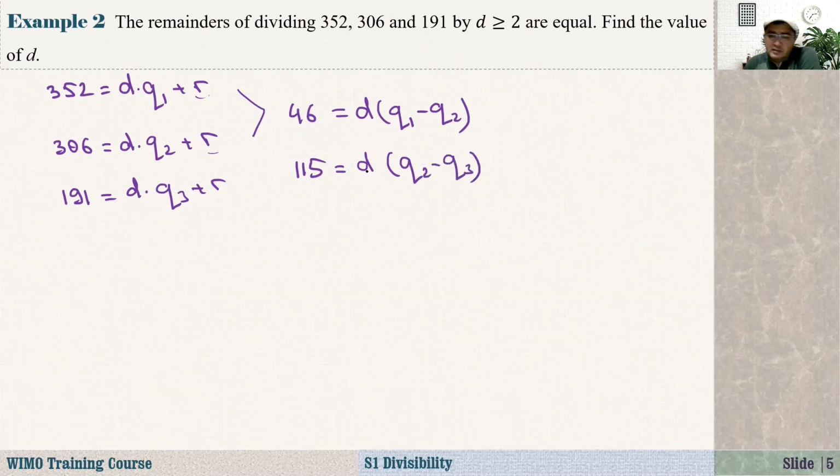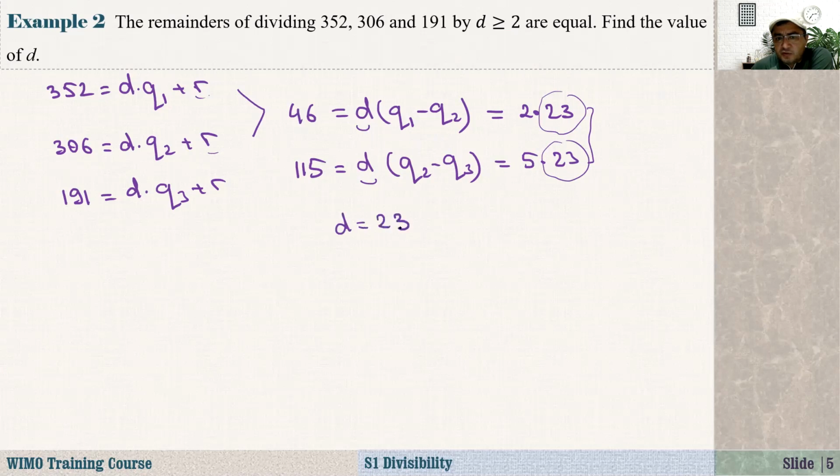And notice that all of these variables represent integers, right? And what is 46? 46 is 2 times 23. And how about 115? That is 5 times 23. So here we are talking about two expressions, right? And they have a common factor of D. Now, if you look at the right-hand side, what can be a common factor? Either 1 or 23, because 23 is a common factor here, which implies that D must be 23, right? But here the question is to find the value of D. So the value of D is 23. That's it.